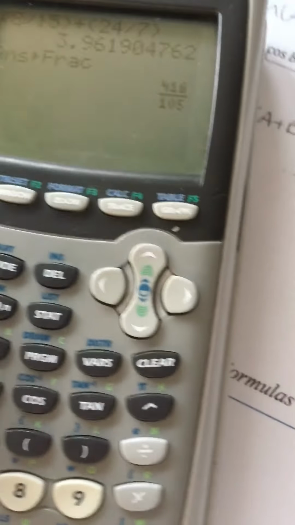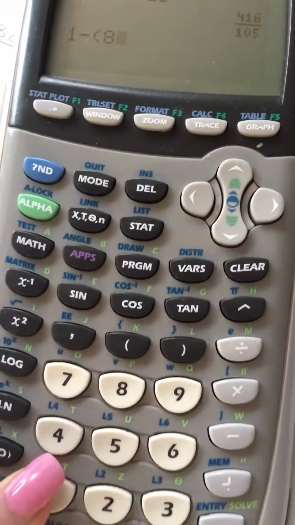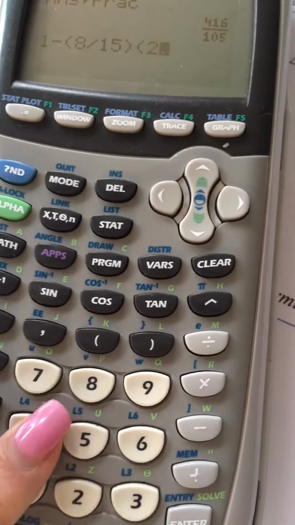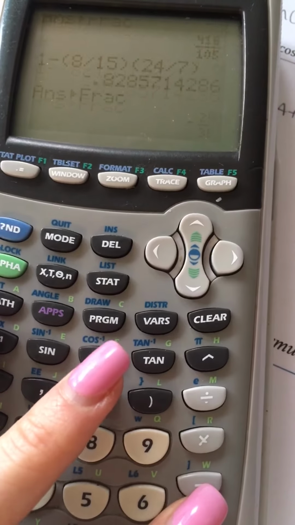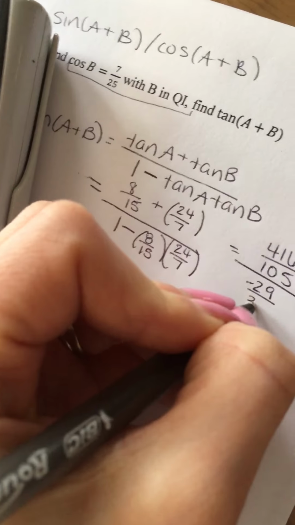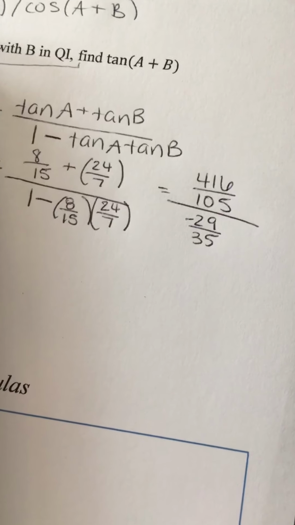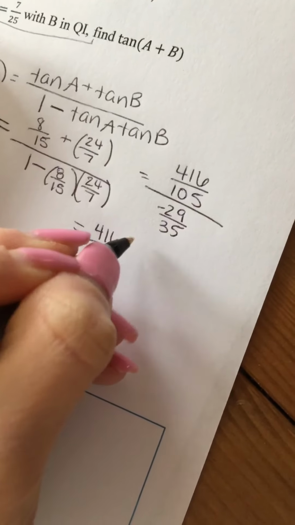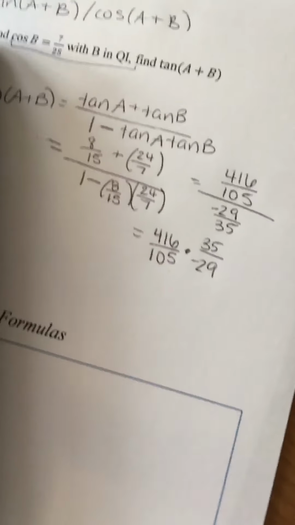And then on the bottom, same thing. I'm going to plug in what my bottom was. 1 minus 8/15 times 24 divided by 7. All right, change it to a fraction. I get negative 29 over 35. All right, so we have two fractions being divided, so I'm going to keep, change, flip. Keep the first fraction, change the division to multiplication, and flip the second. All right, let's just multiply this out and see what we get.